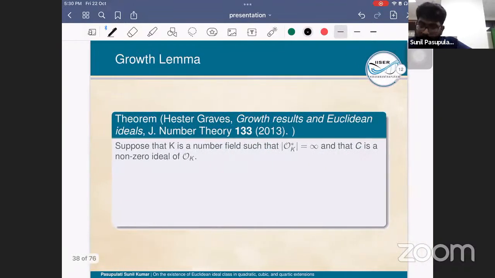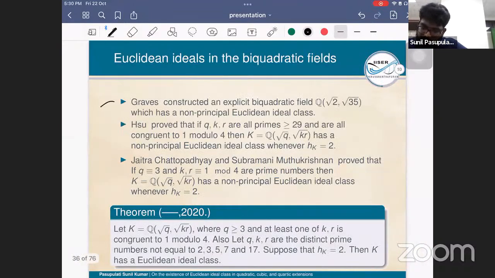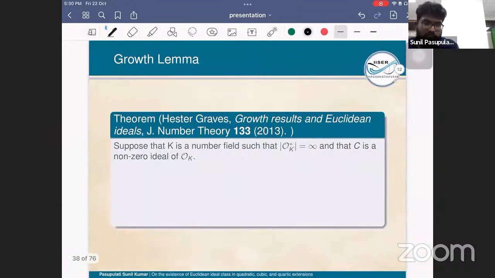Okay, so actually all these results have used something called the growth lemma, where you have something like, without assumption of GRH.